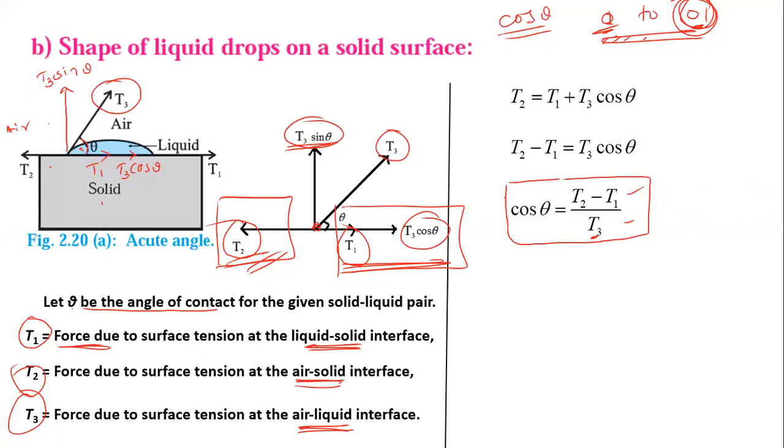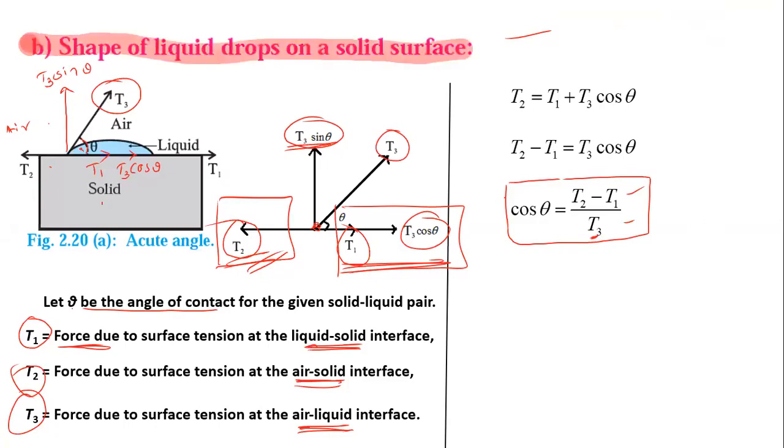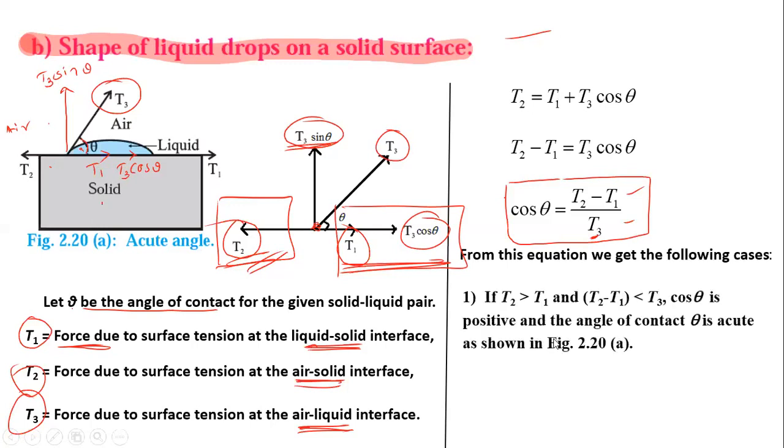Now let me explain the cases of this equation. How do we decide the shape of the liquid? Okay, how do we decide the shape? That we have to discuss. So the article name is shape of the liquid drop. Now pay attention, see case number 1. If T2 is greater than T1, then see this equation very carefully.